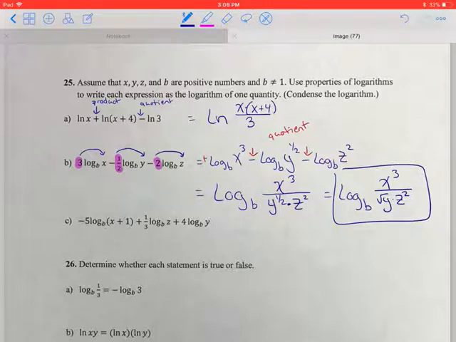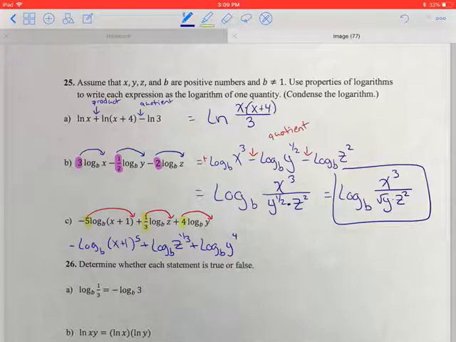All right, so let's try the last one. So I'm going to start by looking for any powers. I don't want the negative, I just want the 5. And I'm going to take all of those and I'm going to put them back as my exponents. All right, so I'm going to rewrite that first. So this becomes minus log base b of x plus 1 to the 5th plus log base b of z to the 1/3 plus log base b of y to the 4th.